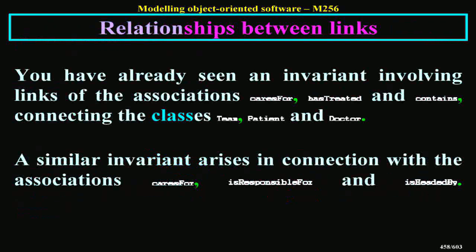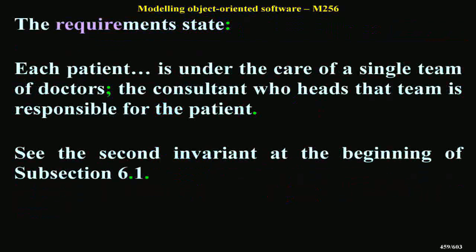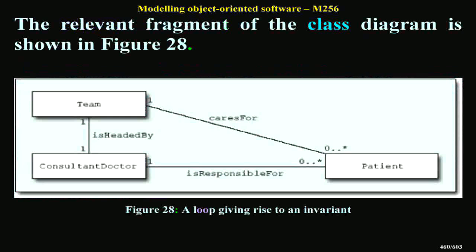Relationships between links. You have already seen an invariant involving links of the associations connecting the classes. A similar invariant arises in connection with the other associations. The requirements state: each patient is under the care of a single team of doctors. The consultant who heads that team is responsible for the patient. See the second invariant at the beginning of subsection 6.1. The relevant fragment of the class diagram is shown in Figure 28. Figure 28, a loop giving rise to an invariant.